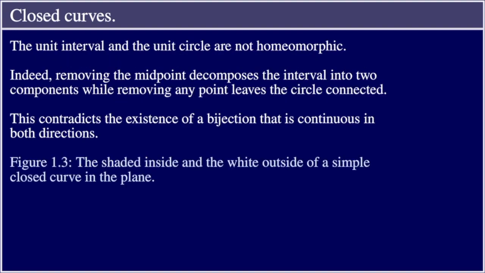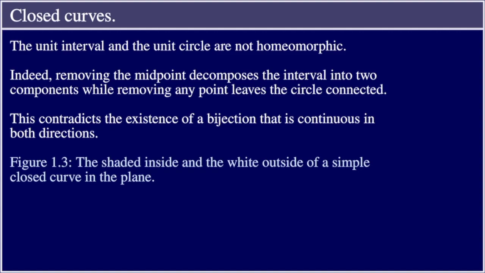The unit interval and the unit circle are not homeomorphic. Indeed, removing the midpoint decomposes the interval into two components, while removing any point leaves the circle connected. This contradicts the existence of a bijection that is continuous in both directions.